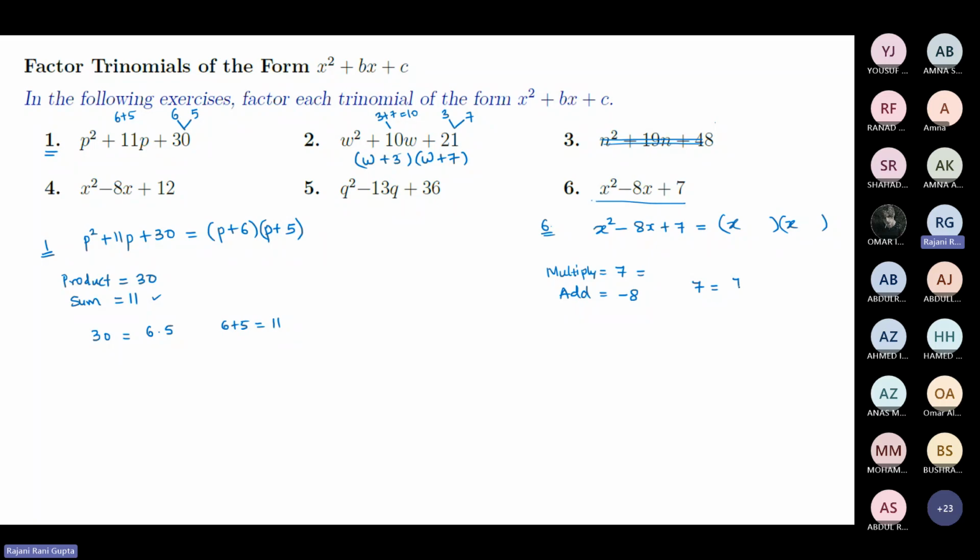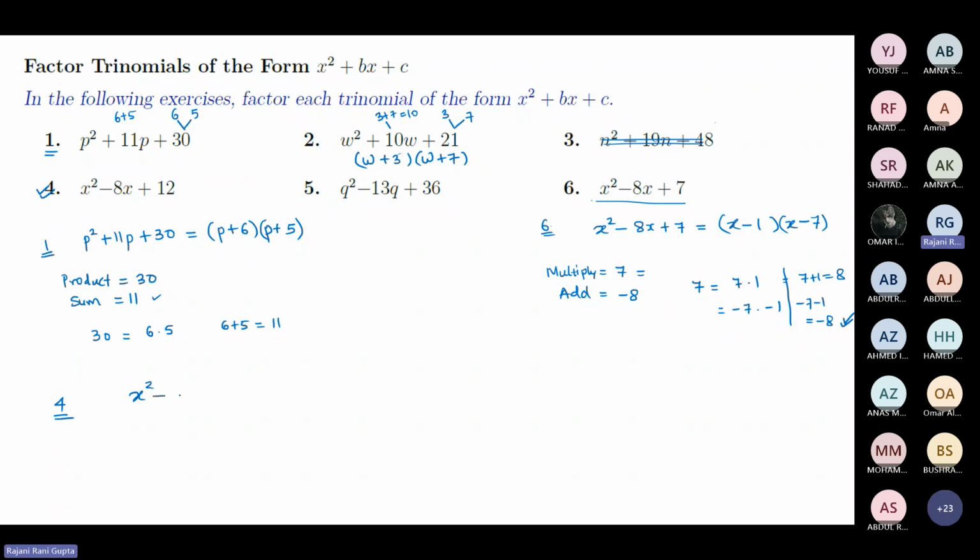So 7, you can write it as 7 times 1 and minus 7 times minus 1. So 7 plus 1 gives you 8, which you don't need. Minus 7 and minus 1 gives you minus 8, which you need. So it is minus 1 and minus 7. Good. Let's do question number 4 also, because here one is minus, one is plus.